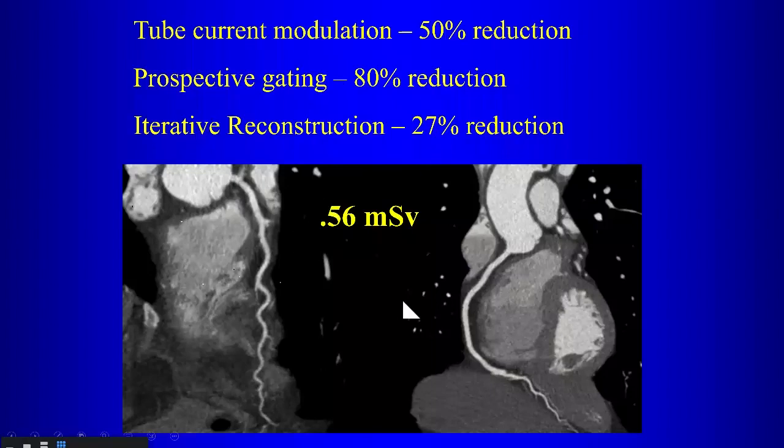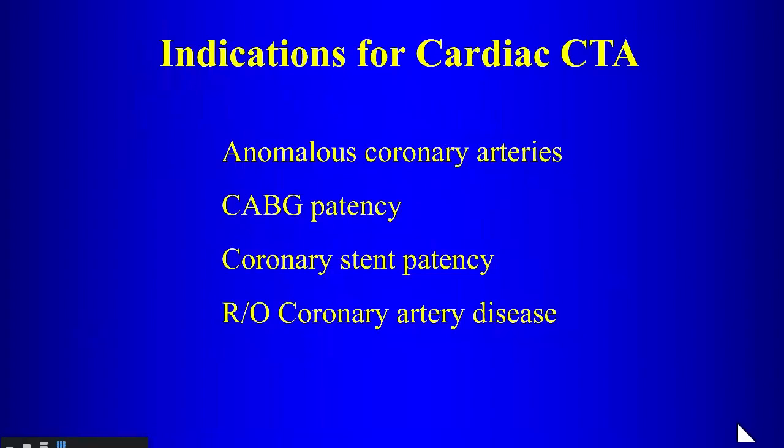What this means is that you can take a patient, and if they're not very big, if they're relatively thin, you can do a sub-millisievert diagnostic CT scan, 0.56 millisieverts for this CT scan, okay? So it's even less than what you usually do for a CT of the chest, right? So this is possible now with all of these methods that we have for reducing the radiation dose.